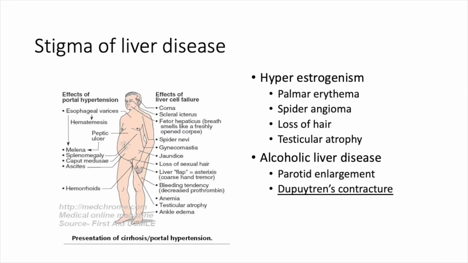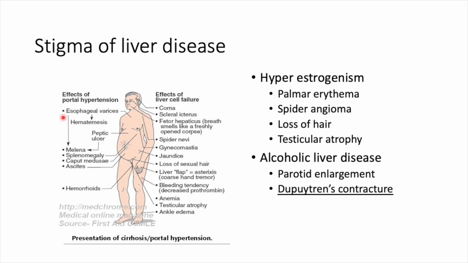So when doing a general examination of a patient with liver disease, keep in mind the stigmata of liver disease. The effects of liver cell failure: the patient can have altered level of sensorium, scleral icterus, fetor hepaticus, spider nevi, gynecomastia, jaundice, loss of sexual hair, liver flap or hepatic flap, bleeding tendencies, anemia, testicular atrophy, and ankle edema. So these are important and they should be examined as part of the general examination.